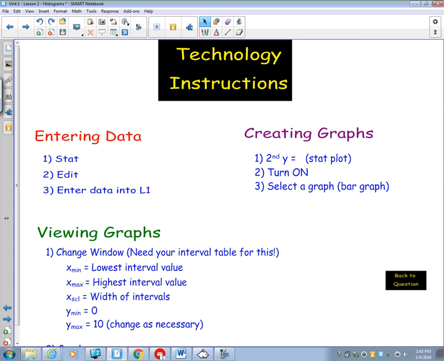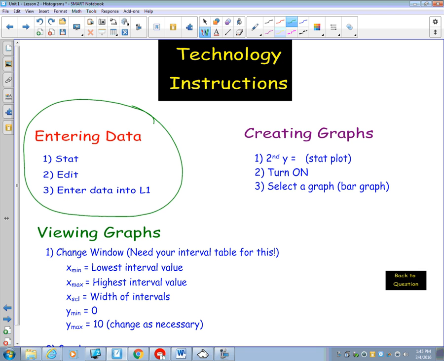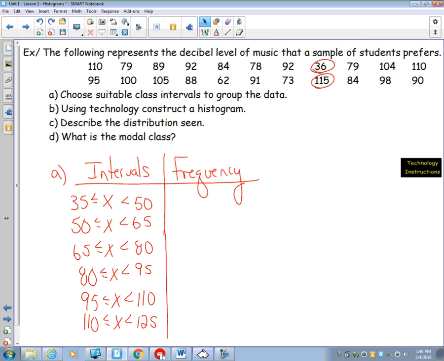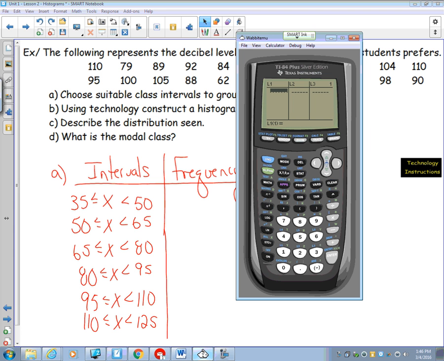Okay, so if I want to enter data, this part up here on the left-hand side here, okay, I go to stat. So that's right here in the middle, stat. I want to go into edit, so I press number 1 or I press enter. And then I enter my data into L1. L1 stands for list 1. So for our question, I'm going to type all those numbers that you see at the top there into this list.